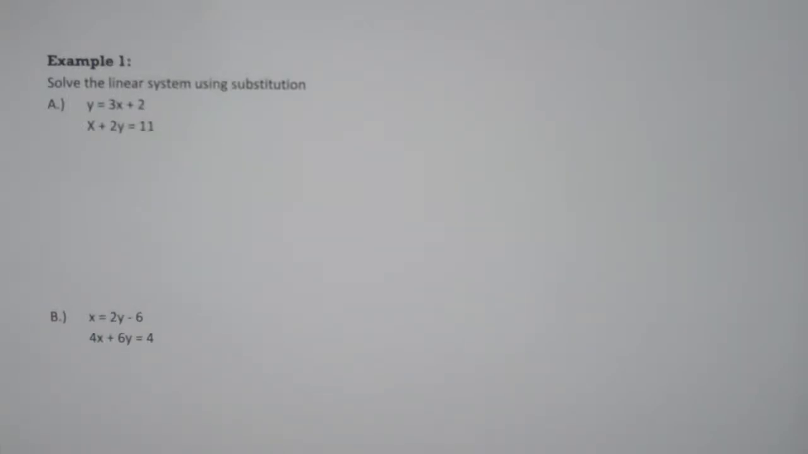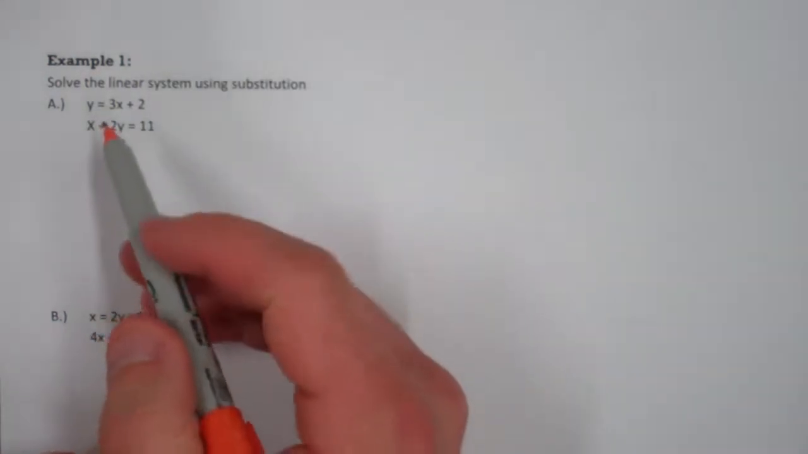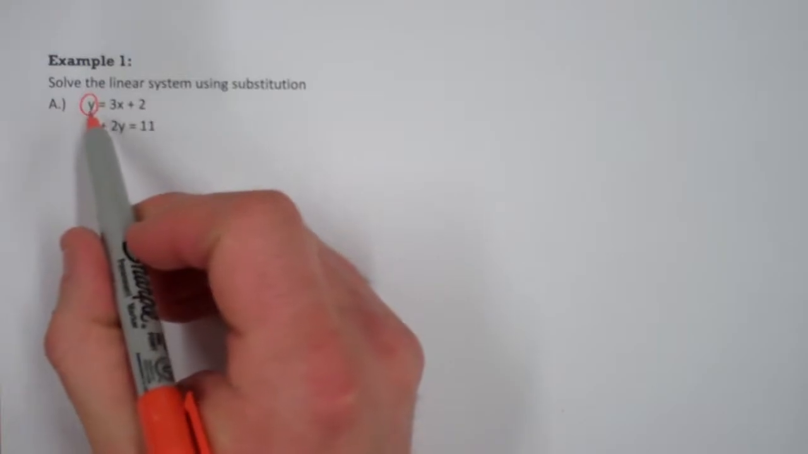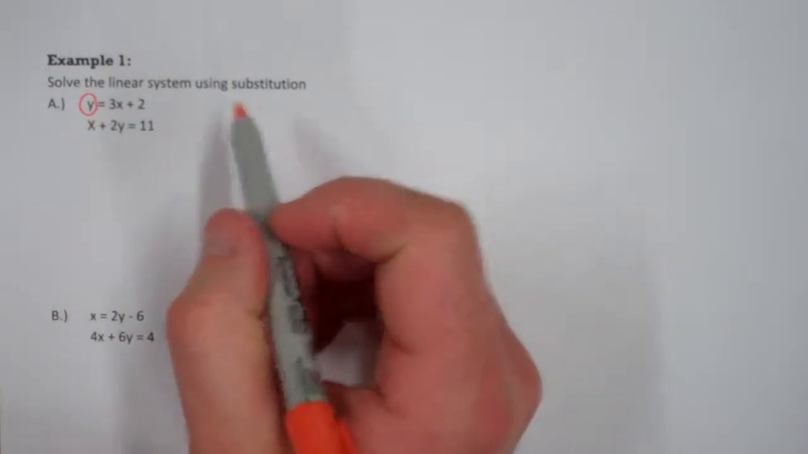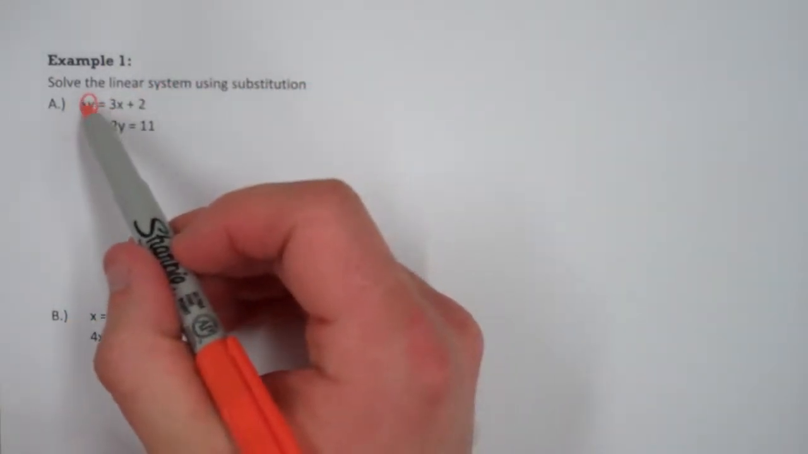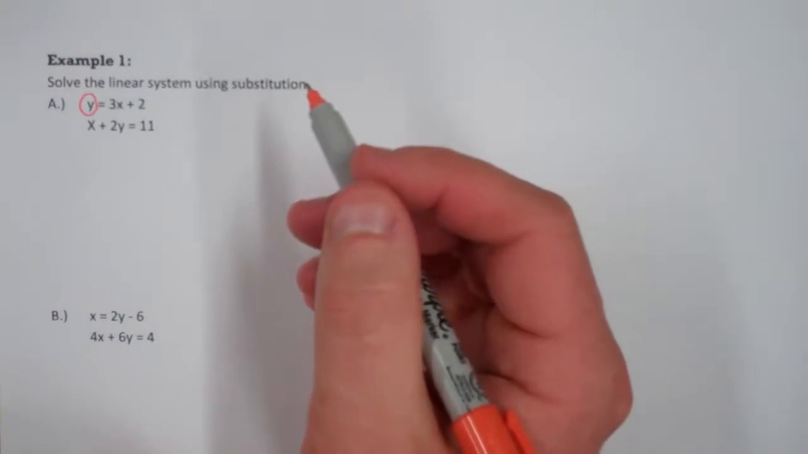In example 1, we want to solve the linear system using substitution. When we're using substitution, we're looking to have this situation right here. We need one of the variables to be solved for, meaning that it's on one side of the equal sign by itself with no coefficient other than 1. And that number here, if you wrote it, would be a 1.